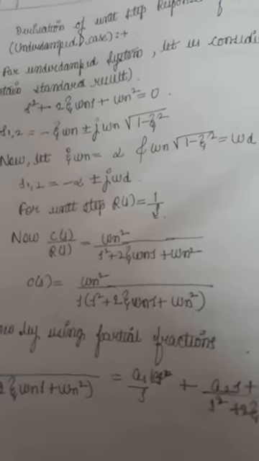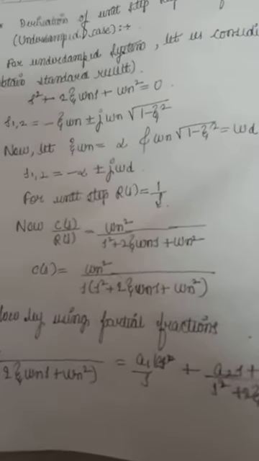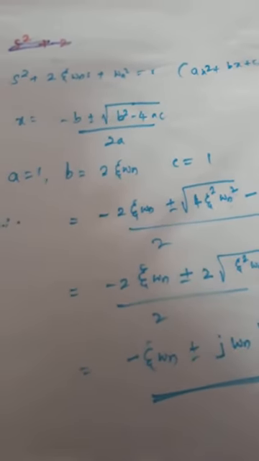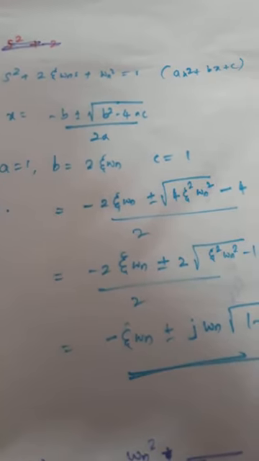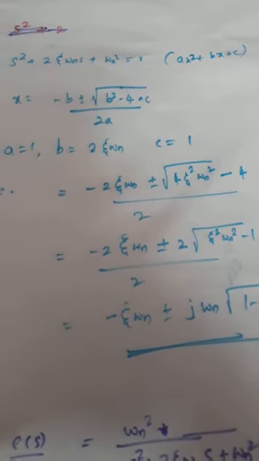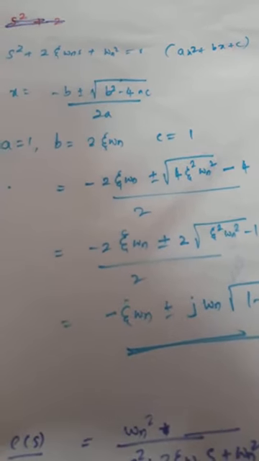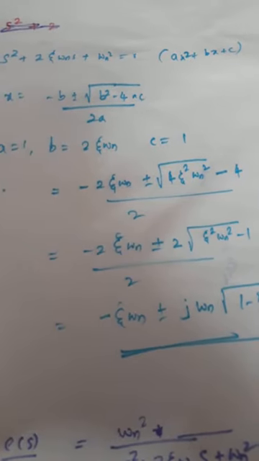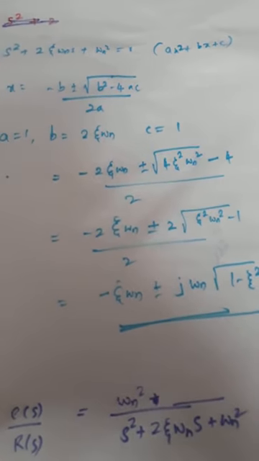So first we should find the roots. How to find the roots? As we know, it is a quadratic equation, that is in the form of ax square plus bx plus c, right? So to find the roots of quadratic equation, we know the formula: minus b plus or minus square root of b square minus 4ac, divided by 2a.